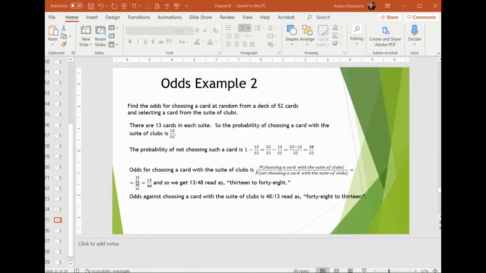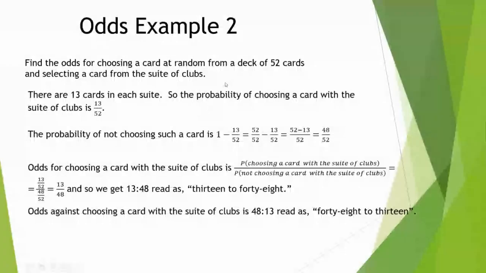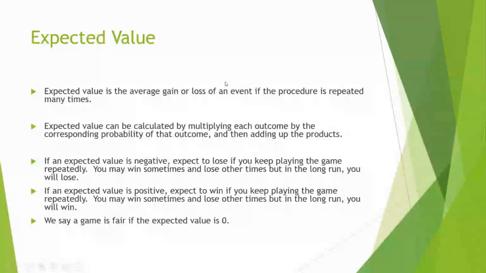There's one more quick thing I want to go through, although we'll start it but probably won't finish it. That's okay. Remember, I also said we'd talk about expected value. There is a way to calculate it, but really it's the average gain or loss if the procedure is repeated many times. The idea is if you keep doing the experiment many, many times, it's how much you're going to gain or lose in the long run.